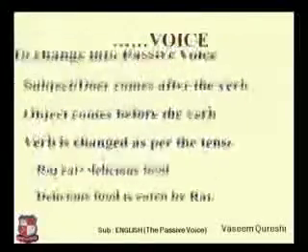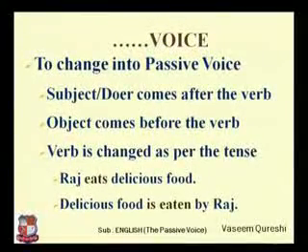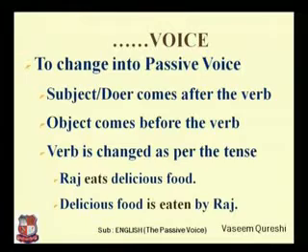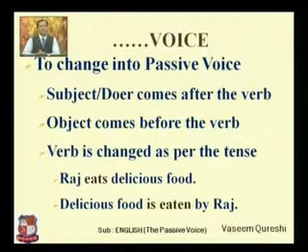Now how to change the sentences into passive voice, that is also important. There are certain rules. These three rules are there. Subject or doer comes after the verb in passive voice. Object comes before the verb, and verb is changed as per the tense. When you change the position of the subject, which has to come after the verb, we have to use by.